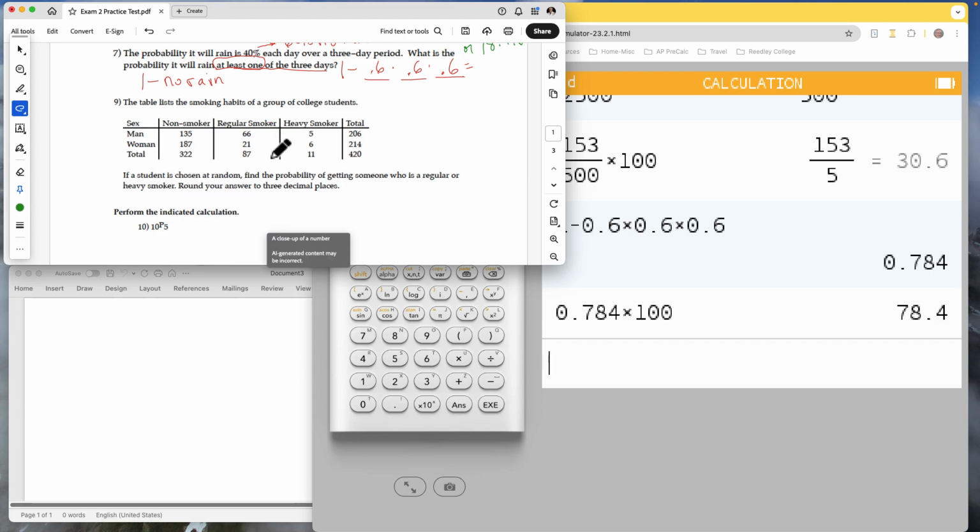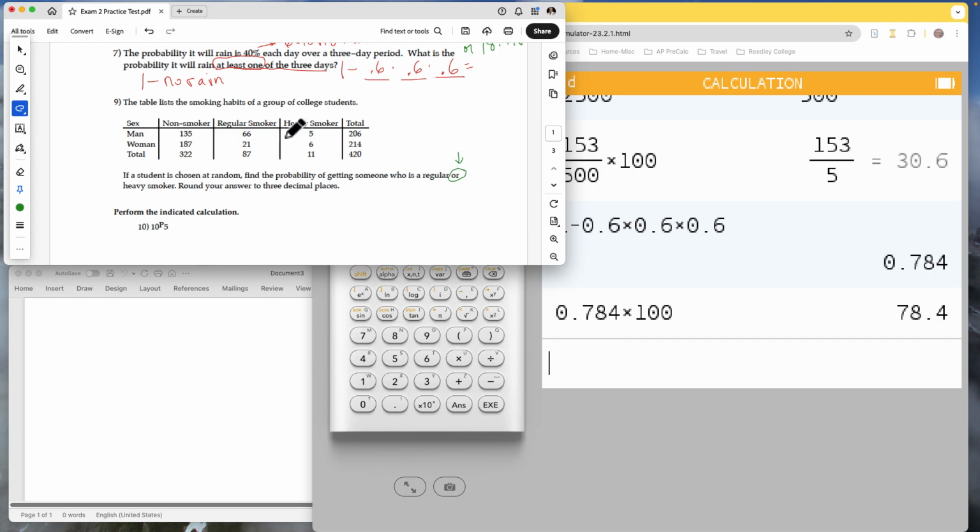The table lists the smoking habits of a group of college students. If a student is chosen at random, find the probability of getting someone who is a regular or, it's a key word there, heavy smoker. Round your answer to 3 decimal places. Or is the only type of probability where we add, not multiply. But as we're adding, we also may need to subtract if there is overlap.